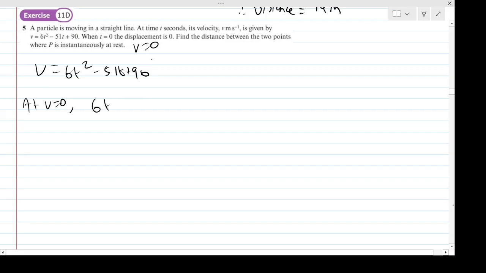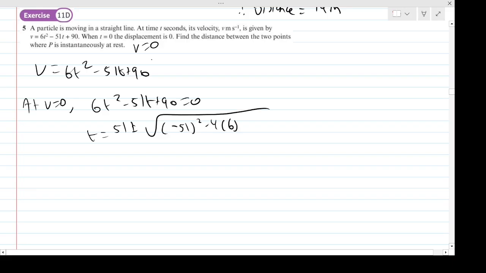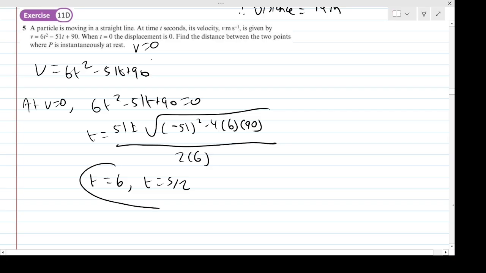So then that means 6t squared minus 51t plus 90 equals 0. Then we just solve. So t is 51 plus or minus the root of (minus 51) all squared minus 4 lots of 6 lots of 90, over 2 lots of 6. And so if I put all that in the calculator, I get t is 6 or t is 5 over 2. And so those are my 2 points right there. Okay.